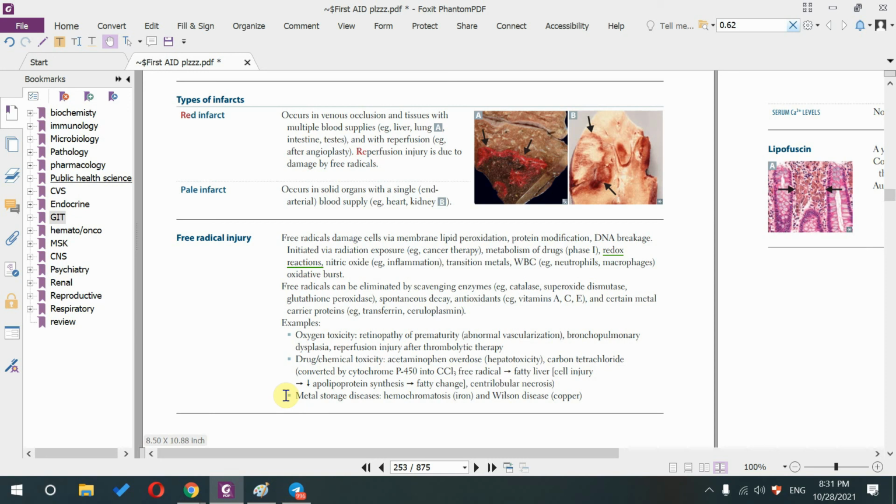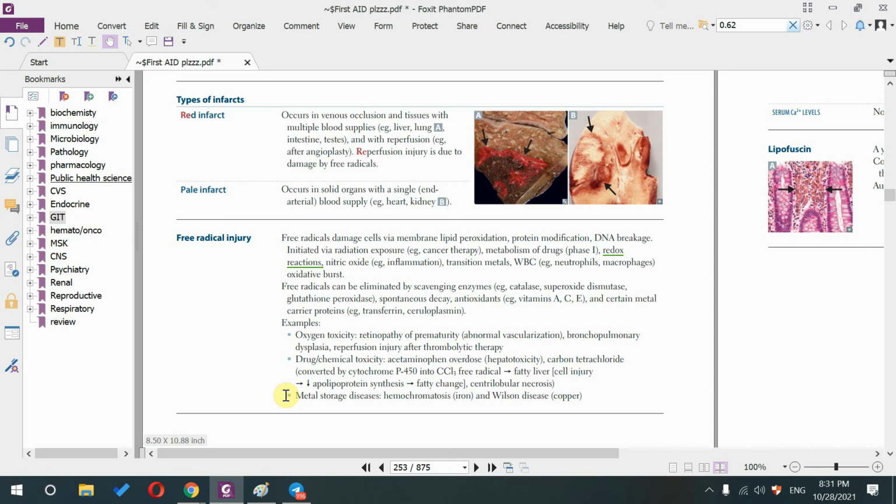So, free radical damage via the membrane lipid peroxidation. There are a lot of lipids in the walls. Maybe you remember that the cell wall consists of a lot of proteins, lipid, and cholesterol. So in case of free radical injury, it actually leads to lipid peroxidation. Also, it can lead to protein modification, and the worst of all, DNA breakage. Okay, so initiated via radiation exposure, like cancer therapy. Wait a second, so they are writing that cancer therapy can lead to cancer? Exactly. And metabolism of the drugs.